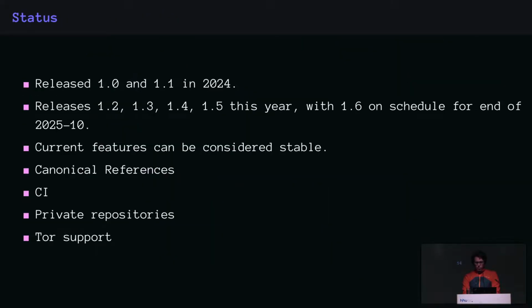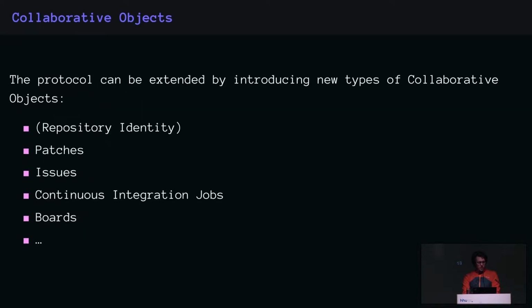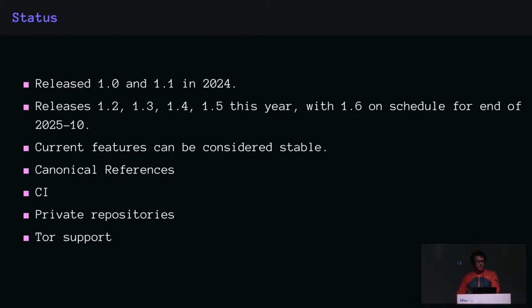Okay, I have to speed up a bit. I will skip the part about collaborative objects. Feel free to talk to me later. A quick status report is we are proud that we are pumping out releases this year. We did like 4 releases already. We have a 5th scheduled, and maybe we can do a 6th. We have released 1.0, so the current features can be considered stable.